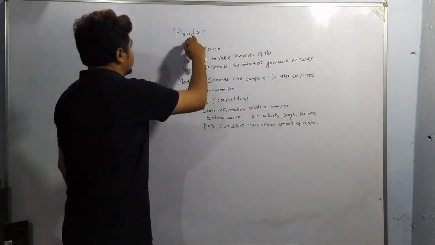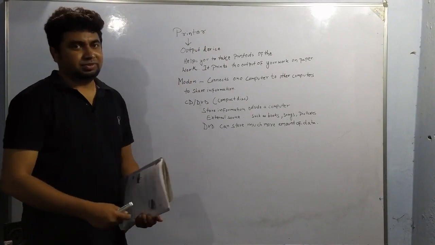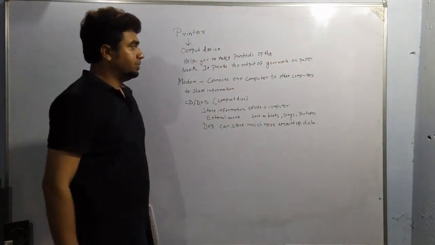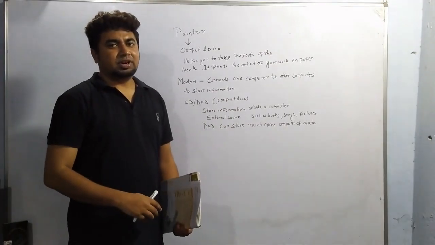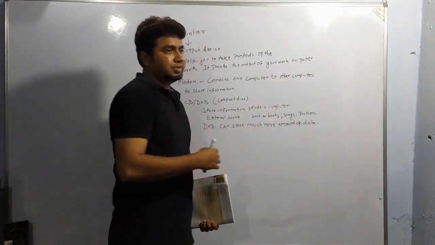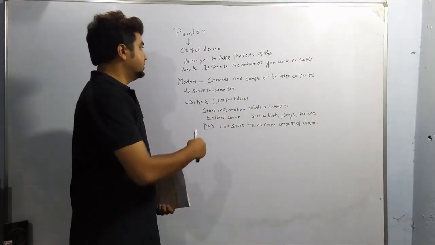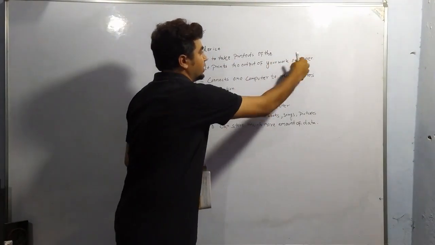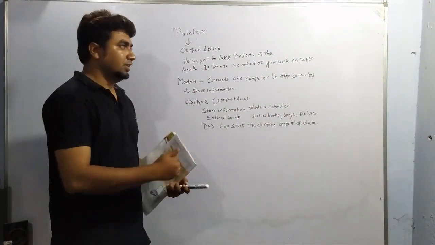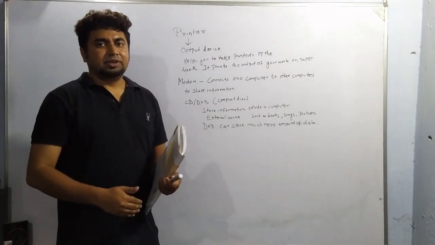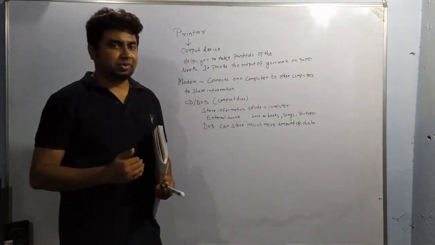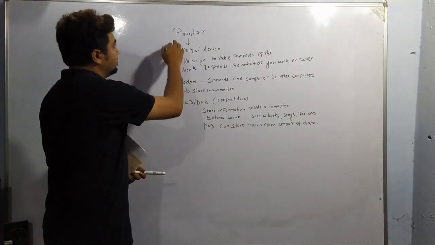Okay. Printer. Printer is an output device. The use of a printer is that it helps you to take a printout of your work. Means the output is generated in the form of paper. It prints the output of your work on paper. Whatever is displayed on the monitor, you are taking a printout of it on paper with the help of a printer. So that is the use of a printer.